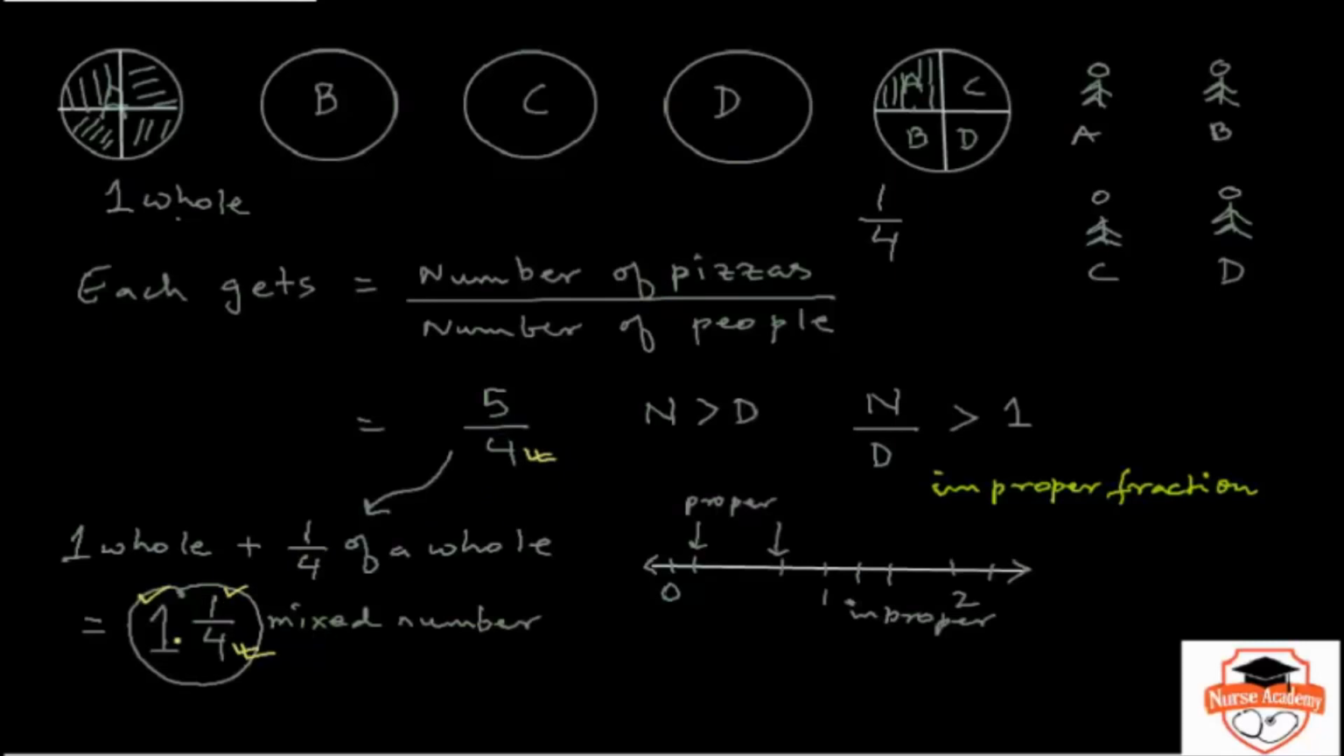And of course, to check if you did it right, you could multiply 1 with 4 to get a 4. Add the 1, that's 5. So you have a 5 on the top over the same denominator 4. So that works either way. And this is how you change between improper fractions and mixed numbers.